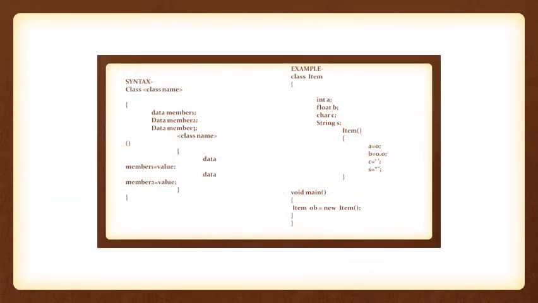Next is the syntax. How can we define a user-defined default constructor? Syntax is the class name, data member 1, 2 and 3. Then define a constructor function, class name, and here is what? Parenthesis. Then data member equal to value 1 and data member 2 equal to value 2. For example, here is a class that is item. The data members are int a, float b, char c and string s.